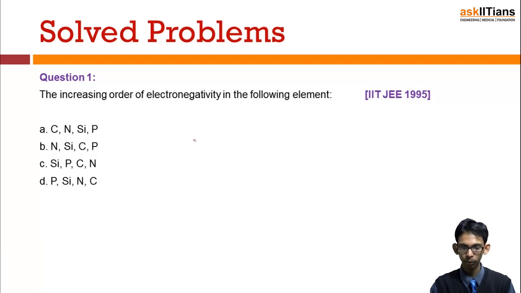Okay. So we know in the periodic table the arrangement is like this. Carbon comes in group 14, followed by nitrogen in group 15, then comes silicon in the same group as carbon, then comes phosphorus in the same group as nitrogen. So this is the order, and we know we are talking about electronegativity. So electronegativity will increase in this way and it will decrease in this way.